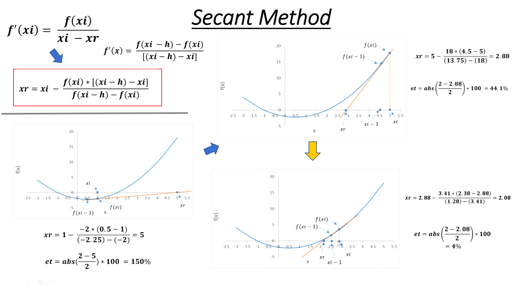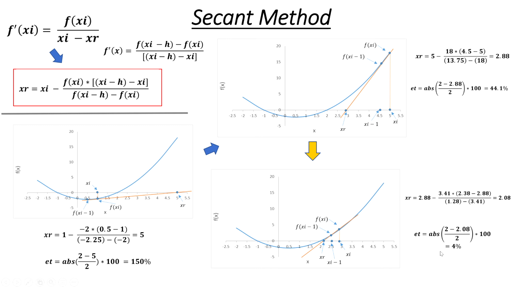So basically we have 2.88 for our new root. In this case, the xi minus 1 is going to be minus 0.5, so it's going to be 2.38. So we have the difference here, and the function value at 2.88 is 3.41. The function value at 2.38 is 1.28. And then we solve this equation for xr. You can find we got an even better approximation of 2.08 with only a 4% error.